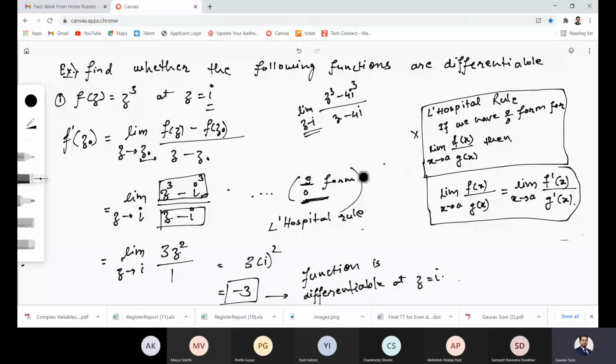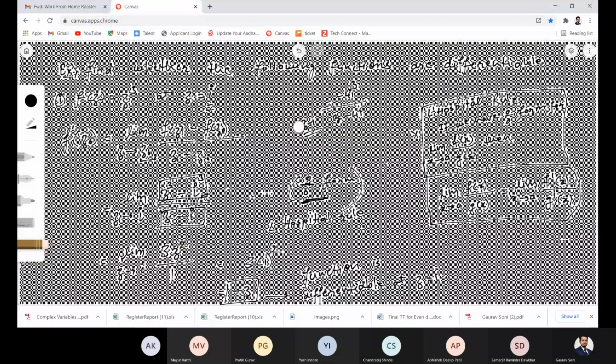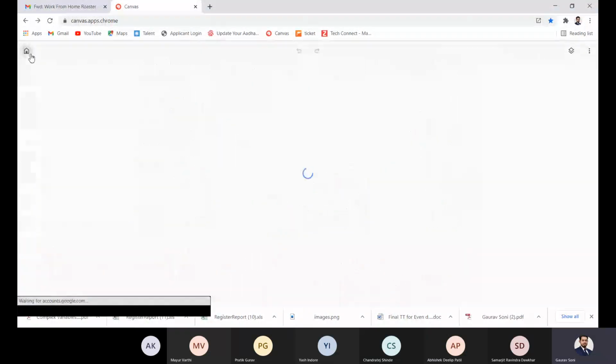So L'Hopital's rule can only be used when you get 0 in the numerator as well as 0 in the denominator. Am I clear? Yes, sir. Fine. Next example.